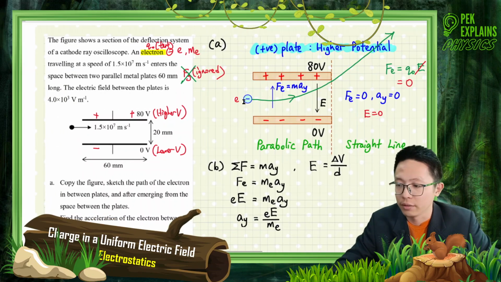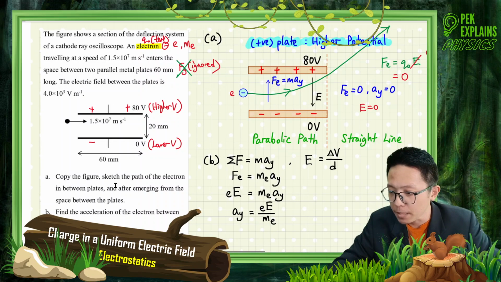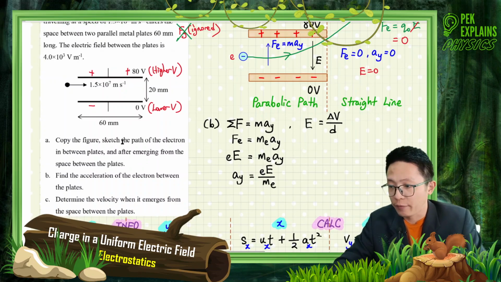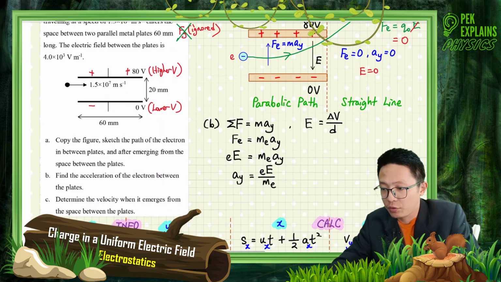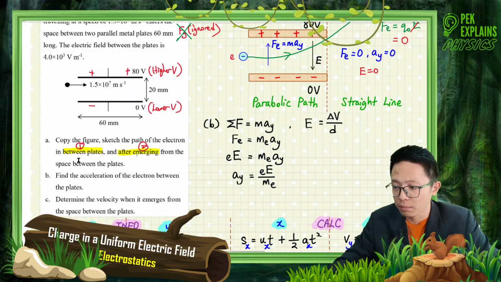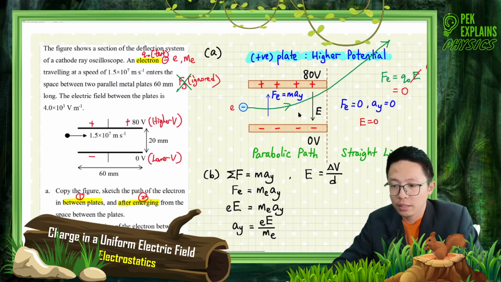Now, enough of that. Okay, so let us continue. Do the calculation. So you see, in this question you sketch the path. You have two parts. Be careful, not only between the plate. Sketch a path between the plate and also after emerging from the plate. So you have two parts. Don't just draw between the plate. You also have another part.